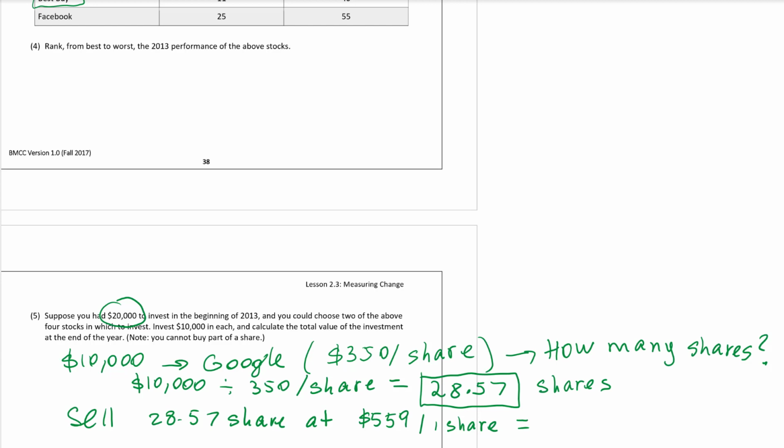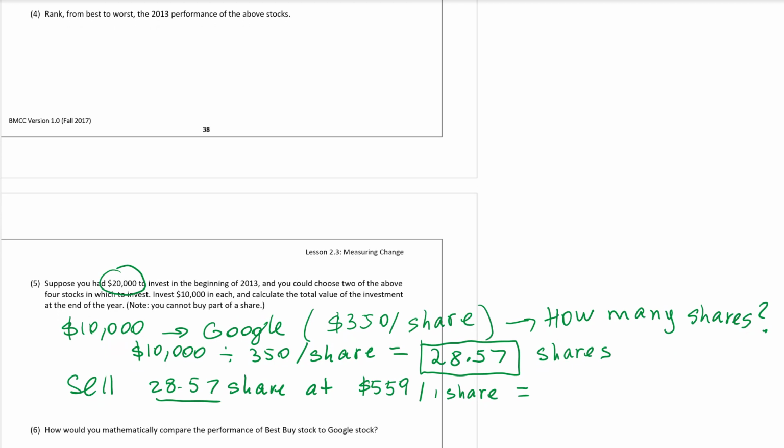All right, let's review it. So if one share costs $5.59 and you have that many shares, to figure out the cost of how much money you're going to collect, you're going to multiply those two numbers. So we're going to take 28.57 and we sell at $5.59. We're getting $15,971. I rounded to the nearest dollar.